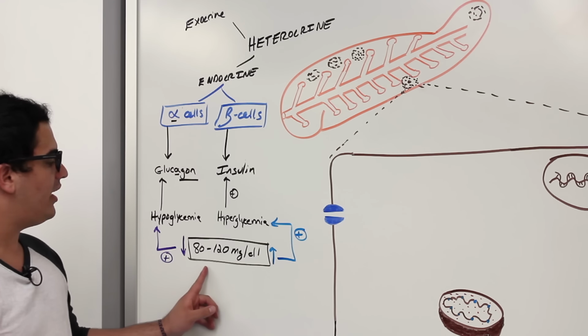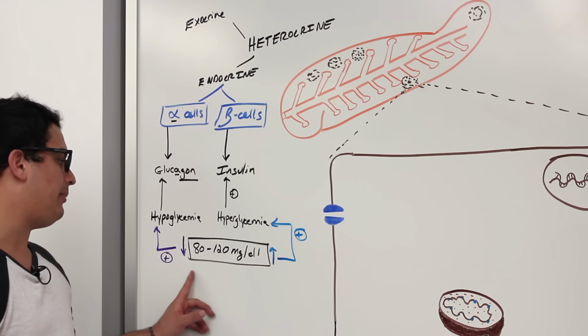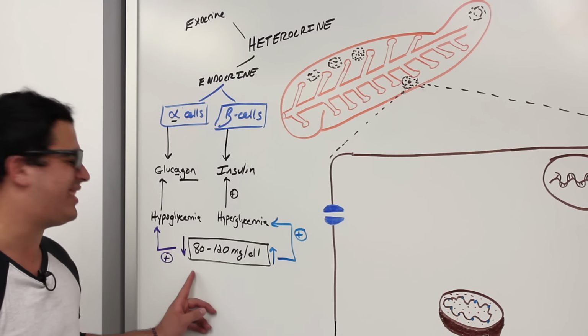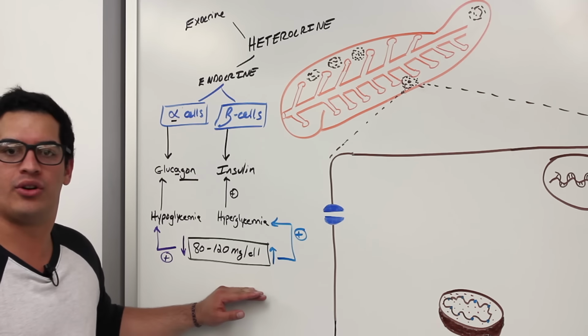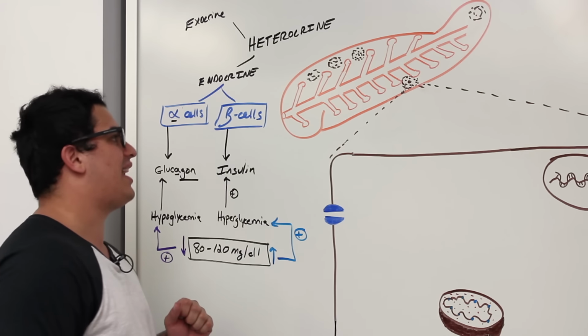And an idea here is you do have a little bit of buffer. You can maybe even consider about 70 milligrams per dL to still be within the normal range. But generally, I'm just going to go with about 80 to 120. But it can go down to about 70.